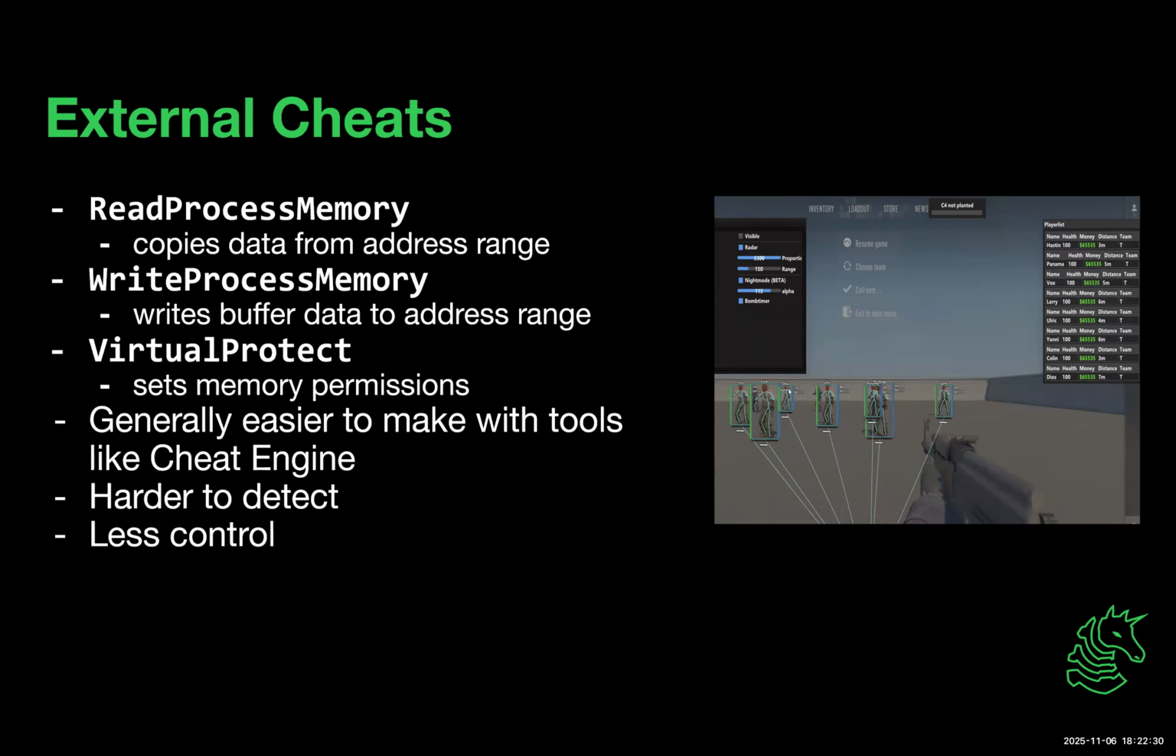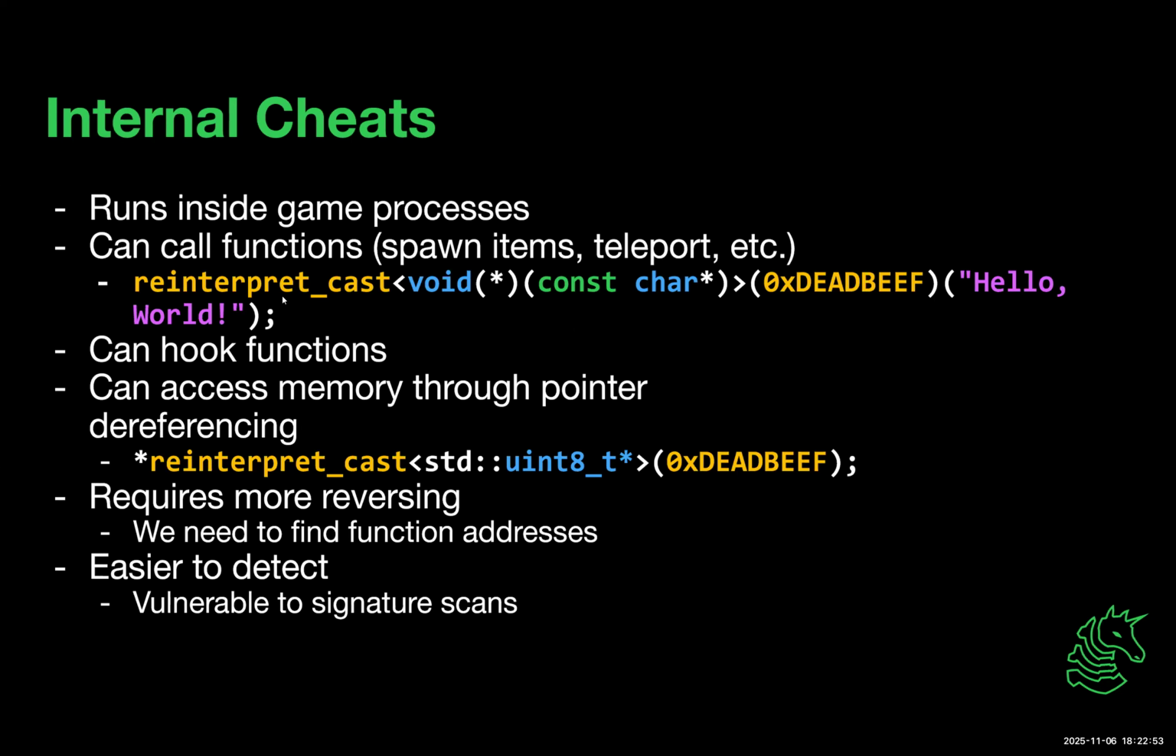But again, there are ways to get around these methods being detected. It's generally harder to detect relative to internal cheats, right? You can detect internal cheats in a similar way, but for instance, if you were to use a kernel driver to write to a process's memory, it's not going to know. So internal cheats is where things get really interesting.